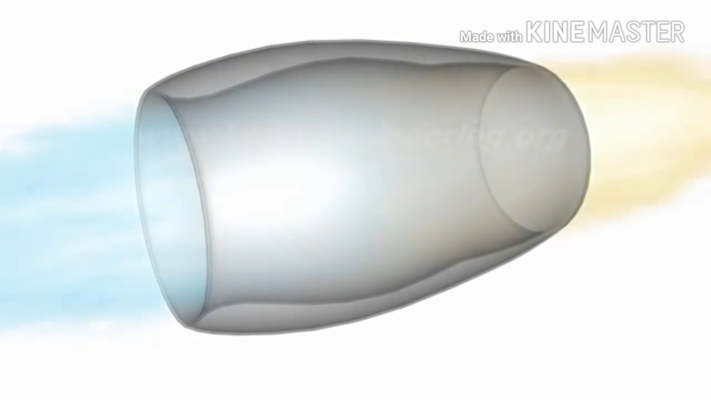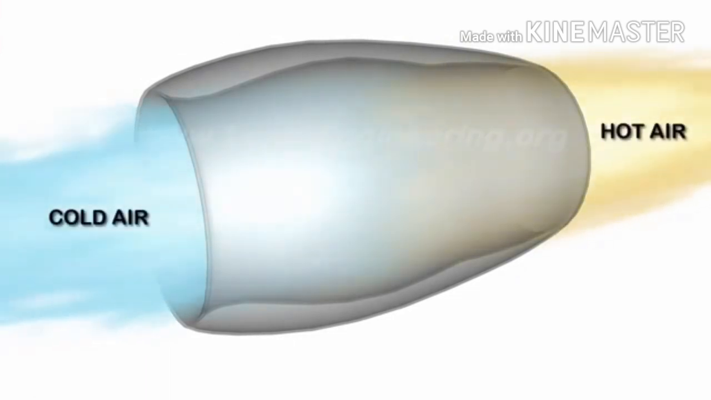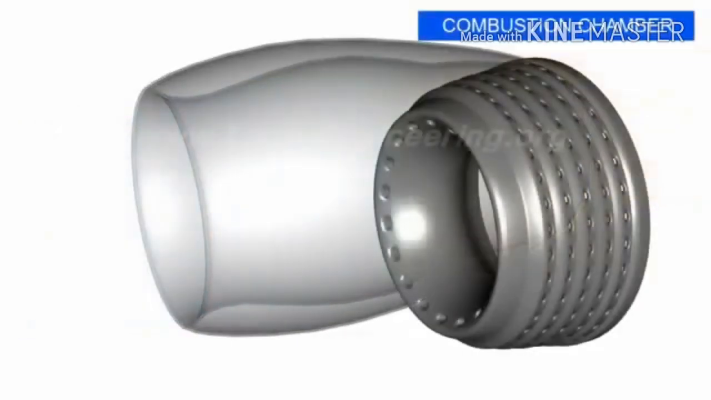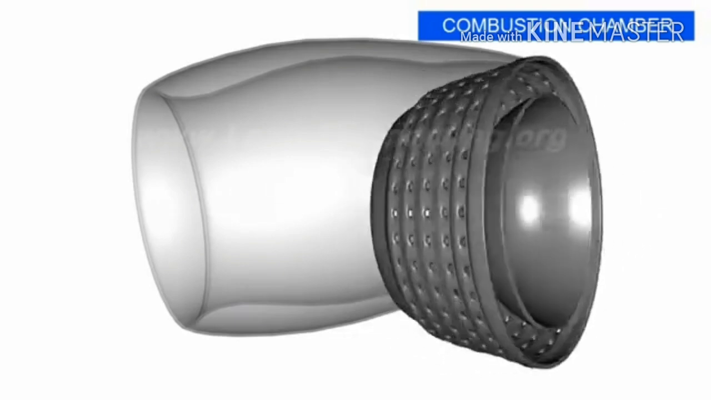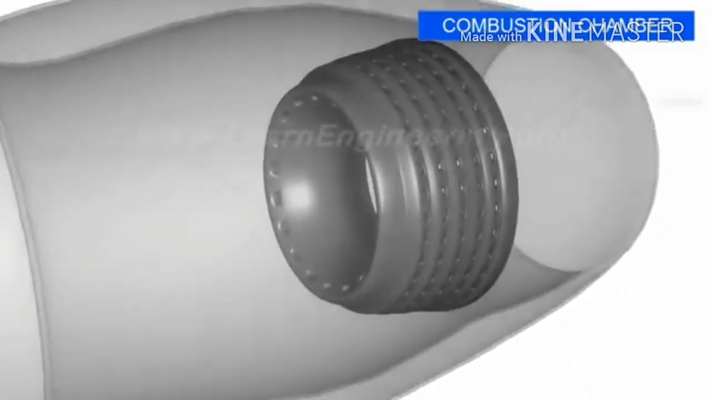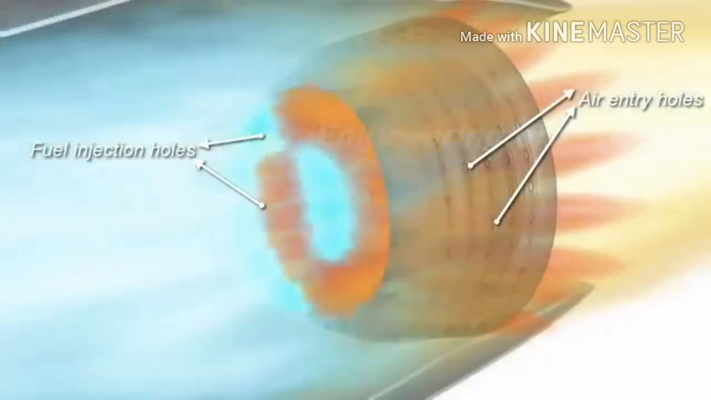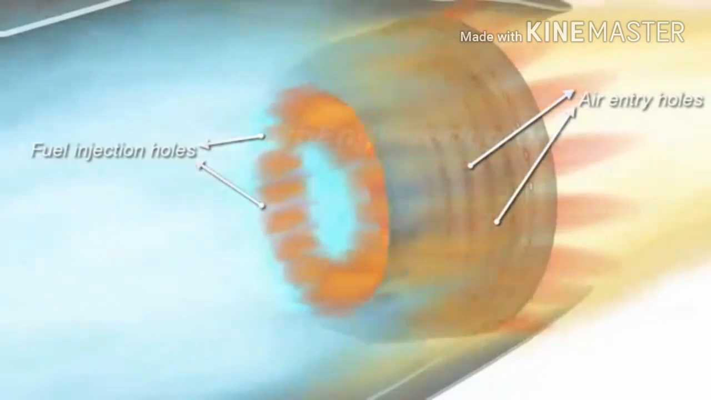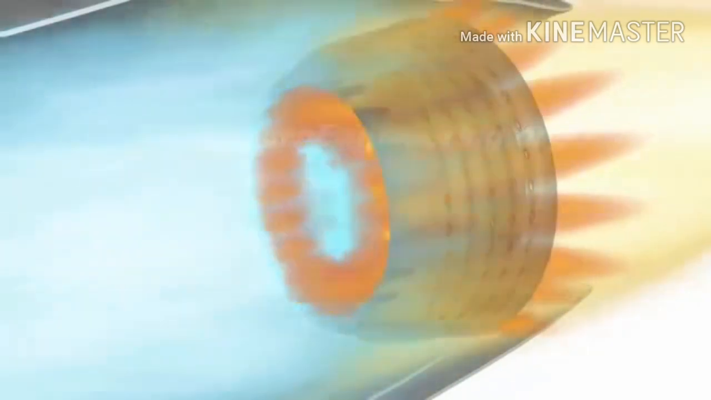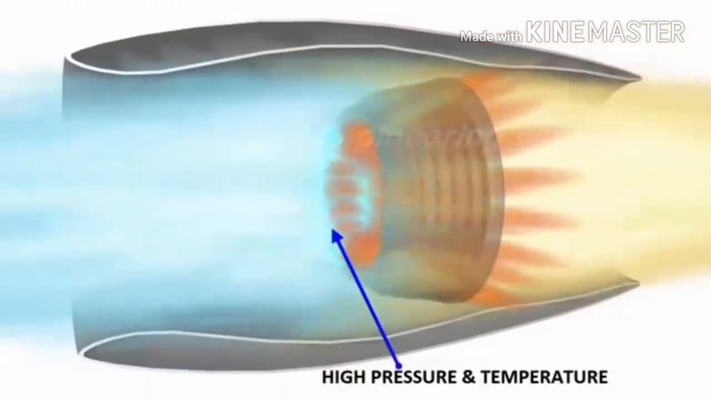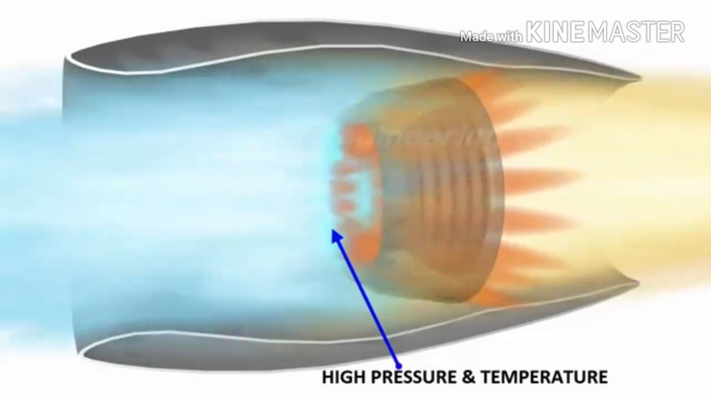In a modern day jet engine, the incoming cold air is being compressed and burned to form hot air, which increases jet velocity. For this purpose, a combustion chamber is used. The combustion chamber consists of the fuel injection holes and the air entry holes. Effective combustion is only possible when the air is compressed or heated up to a certain level, which is high.